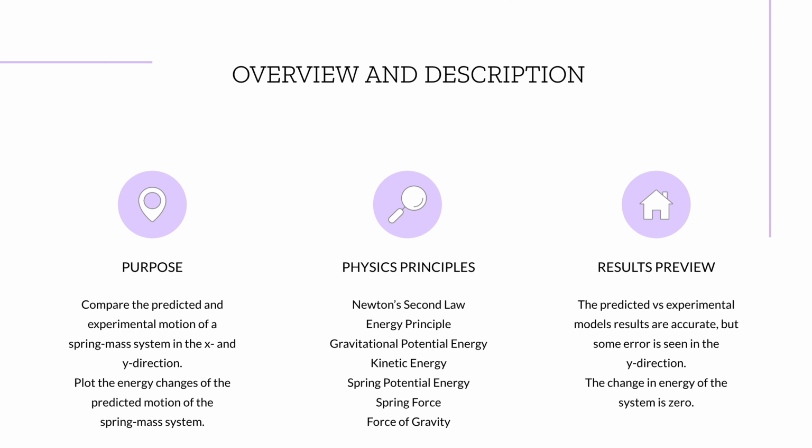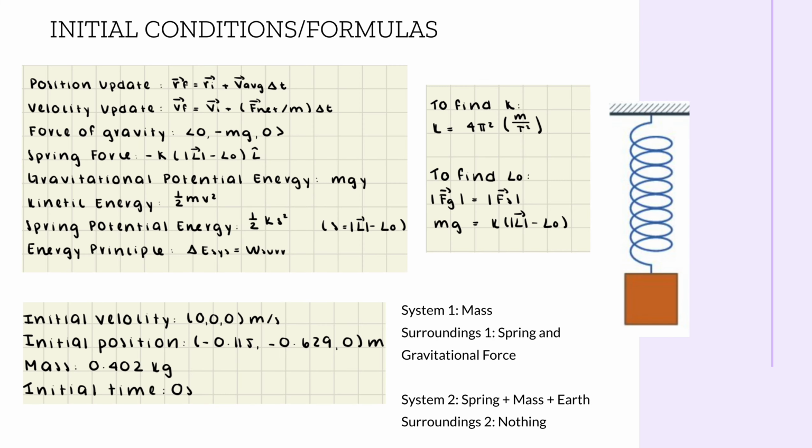The purpose of the lab was to compare the predicted and experimental motion of a spring mass system in the x and y direction and plot the energy changes of the predicted motion of the spring mass system. Here are the physics principles that were used during the lab, and in the results of the lab, we will be able to see that our experimental data was similar to our computational data, but had some discrepancies in the y direction more than in the x direction. Also, the change in energy of the system is zero, which will be explained further on in the lab.